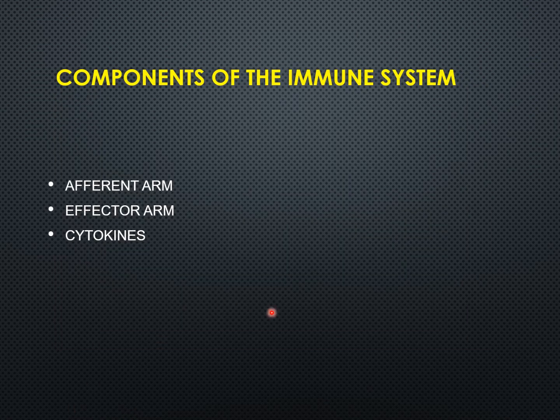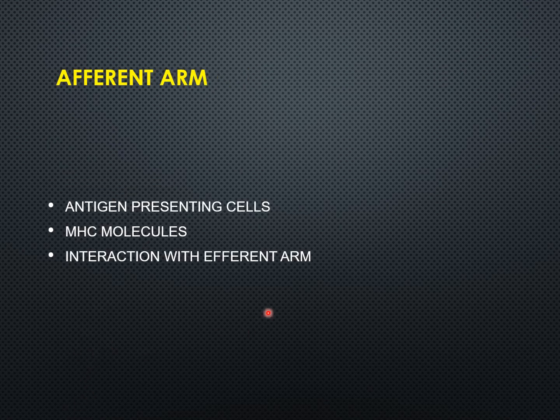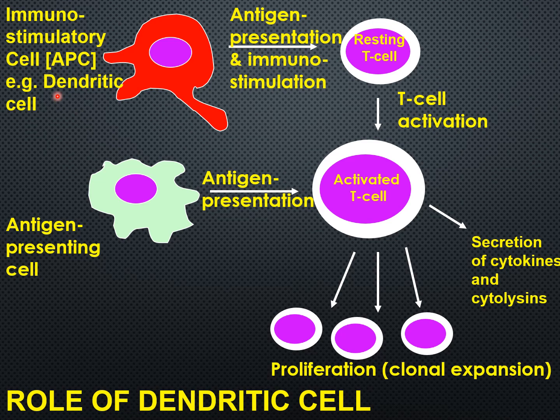So what are the components of the immune system? You have an afferent arm, the effector arm, and the cytokines. The afferent arm consists of the antigen presenting cells, MHC molecules, and the interaction with the efferent arm. We'll see each one of these shortly. As I said a little while earlier, the antigen presenting cells, the dendritic cells, are critical. They activate the resting or naive T cell, which becomes an activated T cell, which in turn secretes a wide range of chemicals called cytokines, which have specific functions, mobilizing a stronger immune response, and also cytolysins, meaning they can actually lyse cells, kill cells. So this is one of the important components of the dendritic cell function.